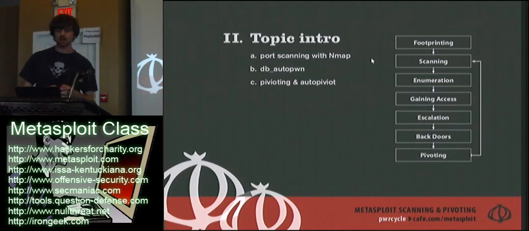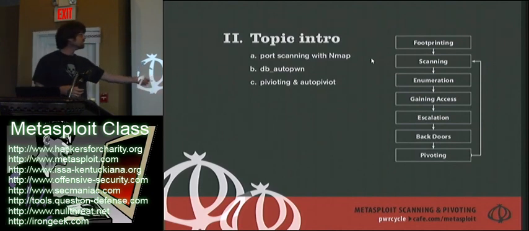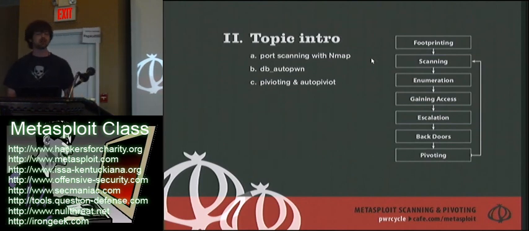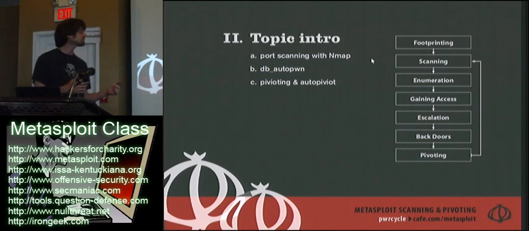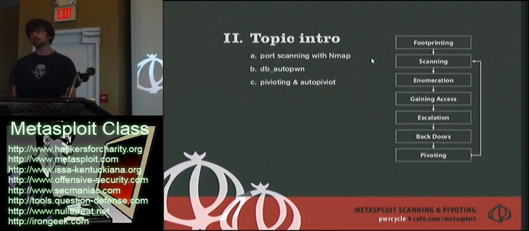So the three things I want to talk about are nmap, db_autopwn, and pivoting. And basically, this is the scenario that any hack goes through when you're popping a box. Footprinting is figuring out who you want to attack, whether it be like the Brown Hotel. You don't even know what their IP address is, you just know who you're targeting. Scanning is figuring out who they are, what IPs they've got registered to them, what their website is, things like that. So once you get to scanning and enumeration, that's essentially what nmap is.